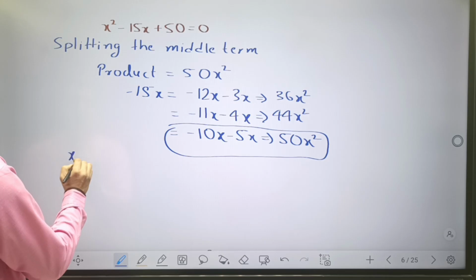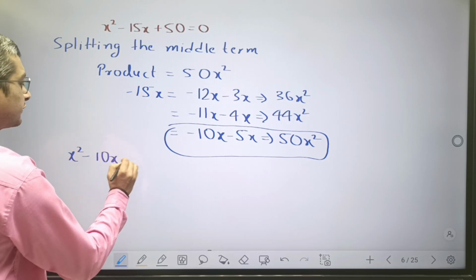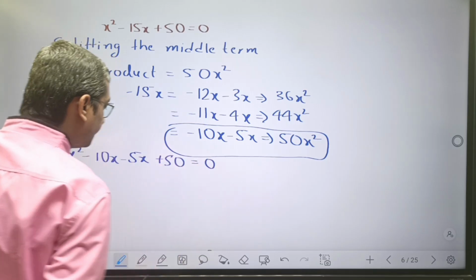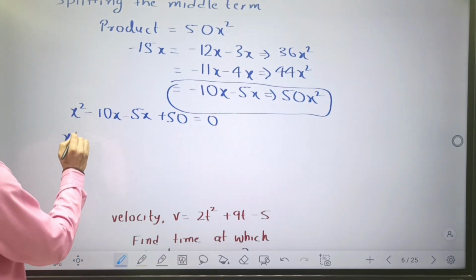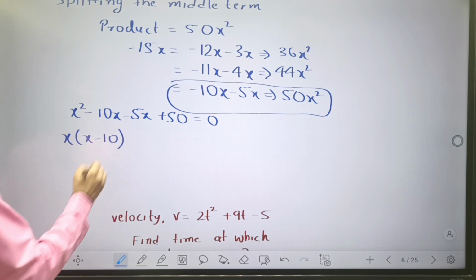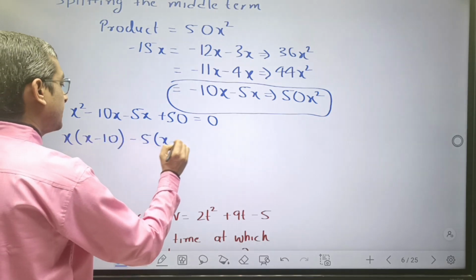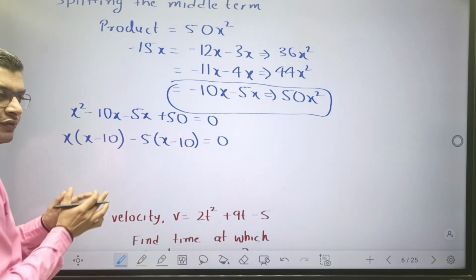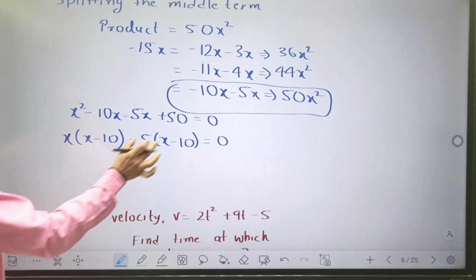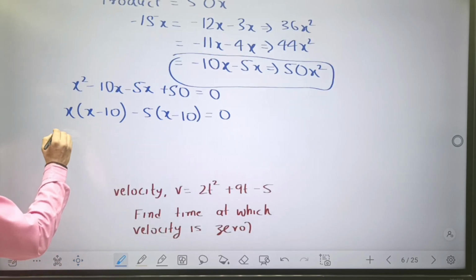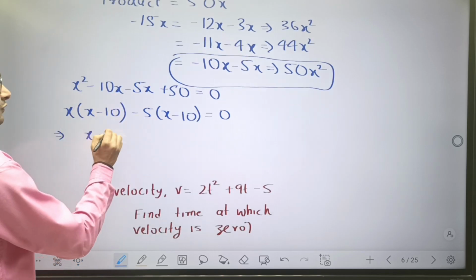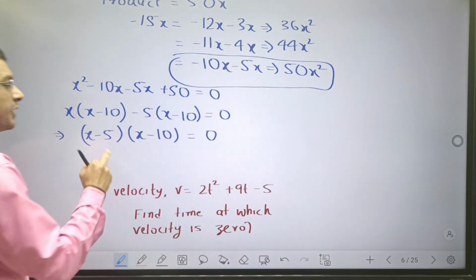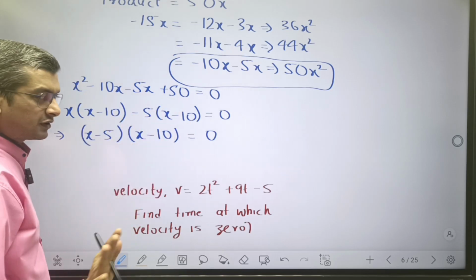Now we solve the question, that is x square minus 10x minus 5x plus 50 is equal to 0. Now by taking x common, this will be x minus 10, minus 5 times x minus 10. As in these two brackets we have the same thing, x minus 10, we take x minus 10 as common, so this will be x minus 5 in one bracket and x minus 10 in the second bracket. If you open the brackets, you will get the same result.